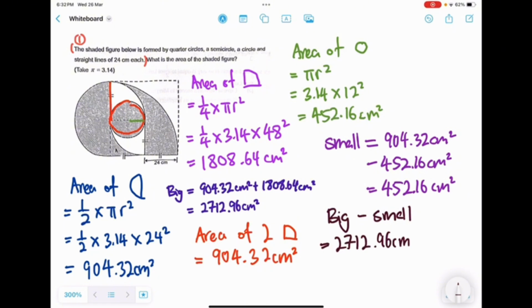2712.96 cm square minus 452.16 cm square. This would give me 2260.80 cm square, and this is my answer for this question.